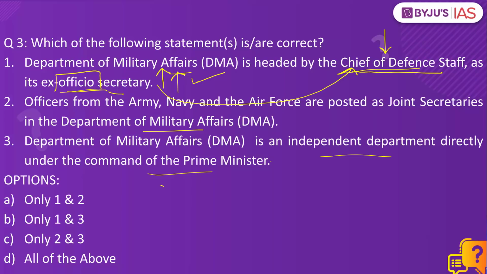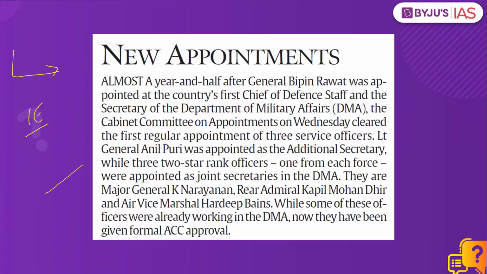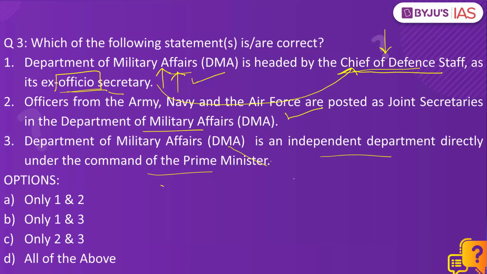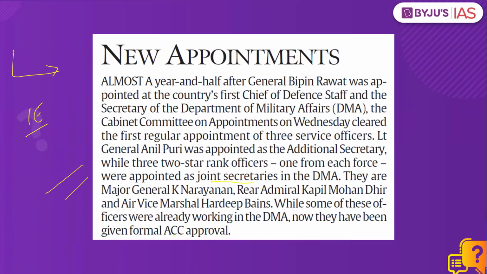Officers from Army, Navy and the Air Force are posted as joint secretaries in the Department of Military Affairs. Yes. 1 officer from Army, 1 from Navy, 1 from the Air Force have been appointed as joint secretaries. But this Department of Military Affairs comes under the Ministry of Defense. That means statement 3 is incorrect. A, 1 and 2 is the right answer. And all these appointments have been cleared by the Appointments Committee of the Cabinet, which is headed by the Prime Minister. Another member of this committee is the Minister of Home Affairs.